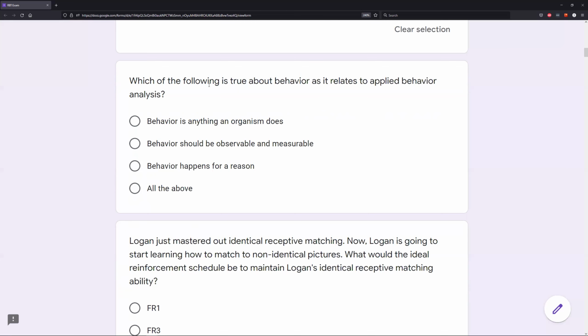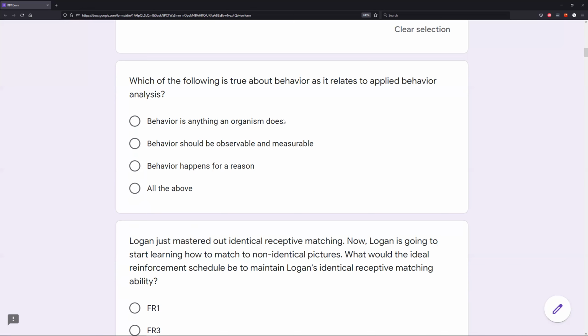What of the following is true? A, behavior is anything an organism does. Absolutely, that's the definition of behavior. Anything an organism does is behavior, okay? So A is definitely true. Do we just pick A and move on? No. We always read all of our answer choices, okay? Especially when we're studying, so we know why the wrong answers are wrong.